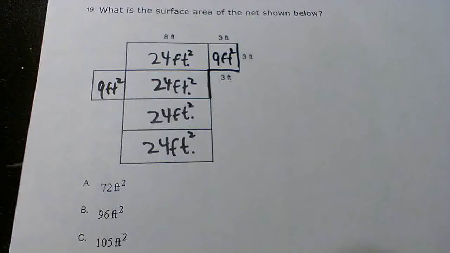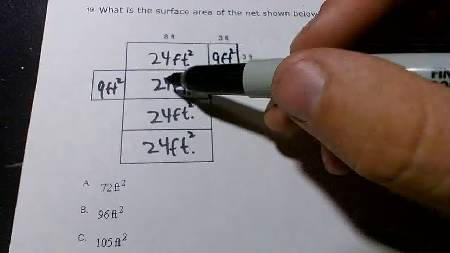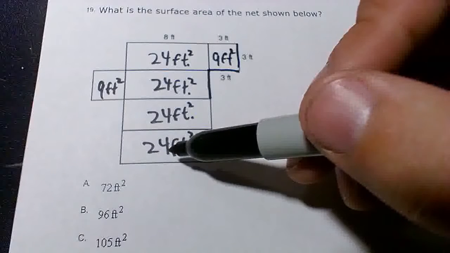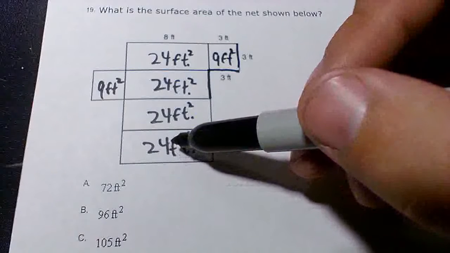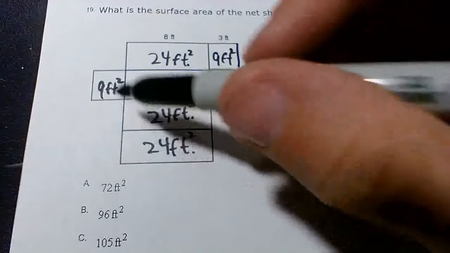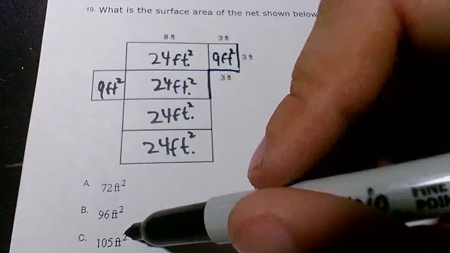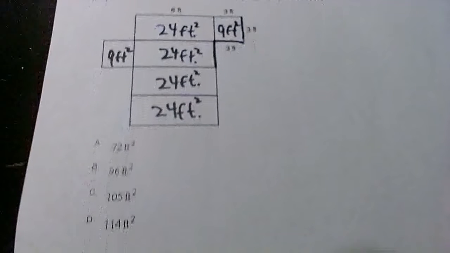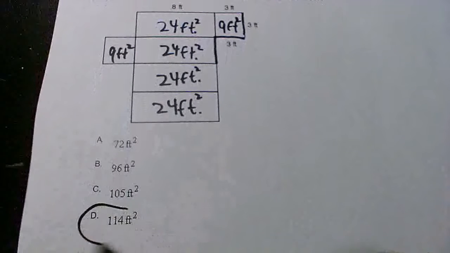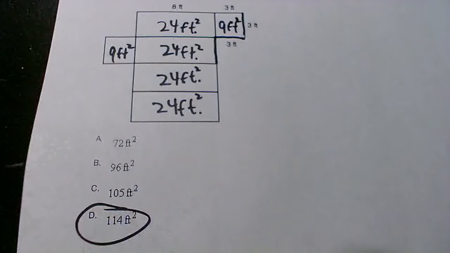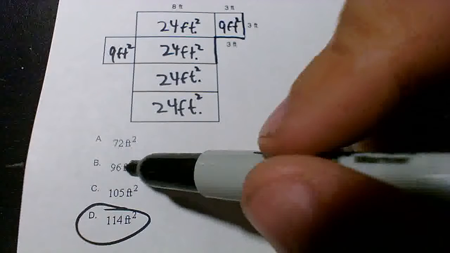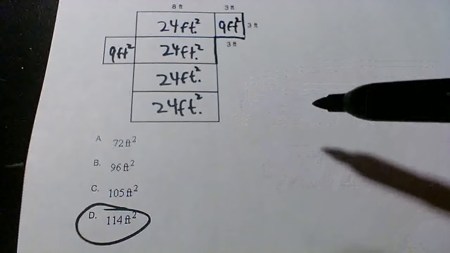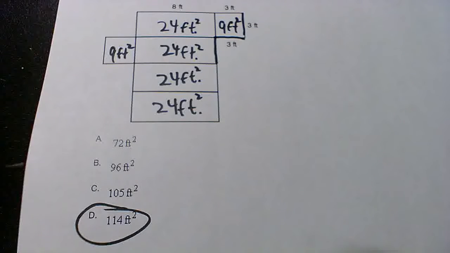Finally, you simply have to add them up. 24 plus 24 plus 24 plus 24, as we saw from the earlier example, gives me an area of 96. 96 plus 9 will give me 105, and then 105 plus 9 again gives me a final answer of 114 feet squared. And you'll notice, once again, they gave the answer choices in case one of those shapes was not added into the problem properly. Please be careful about that.